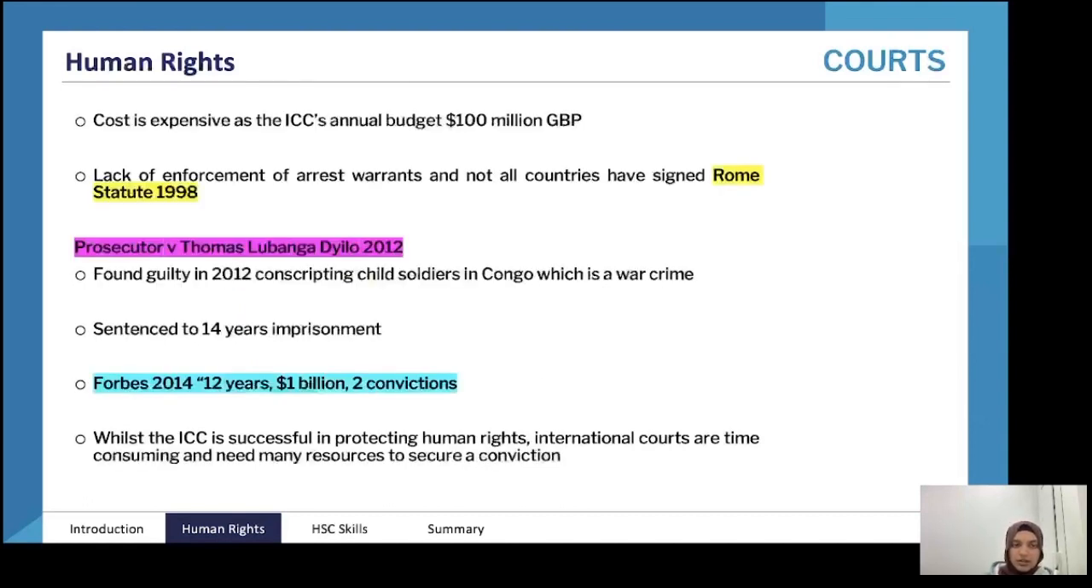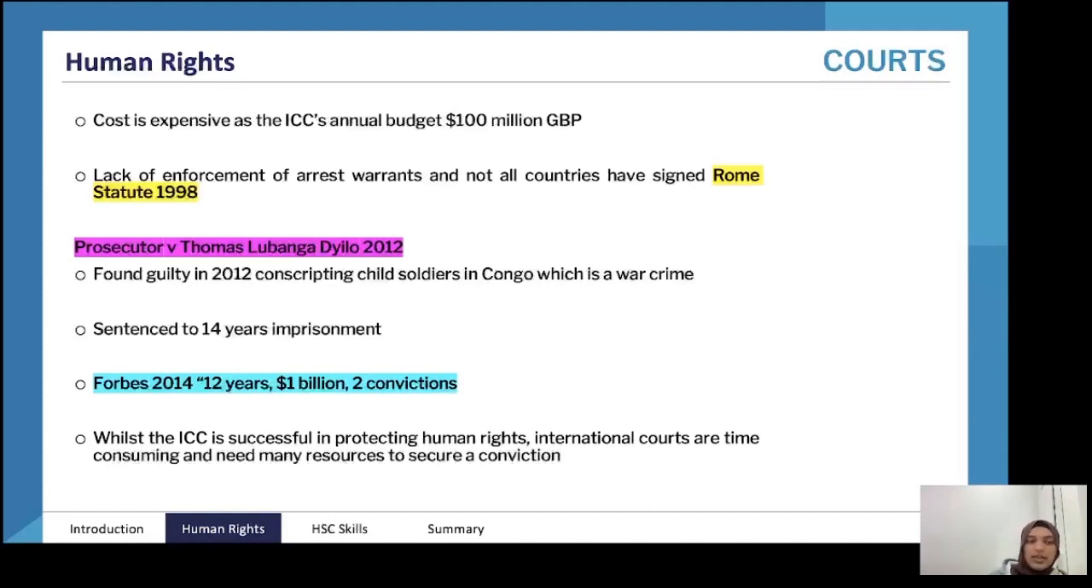So the cost is relatively expensive, as the ICC's annual budget is 100 million Great British pounds. There is also a lack of enforcement of arrest warrants, and not all countries have signed on to the Rome Statute.